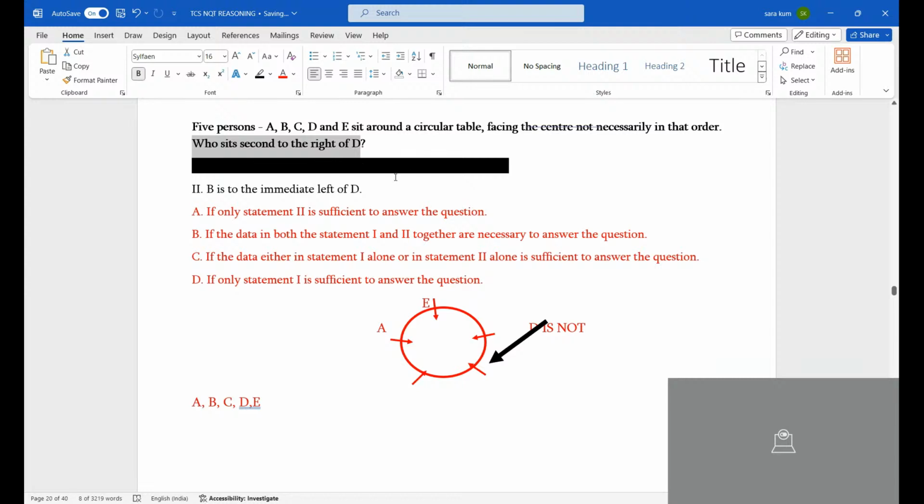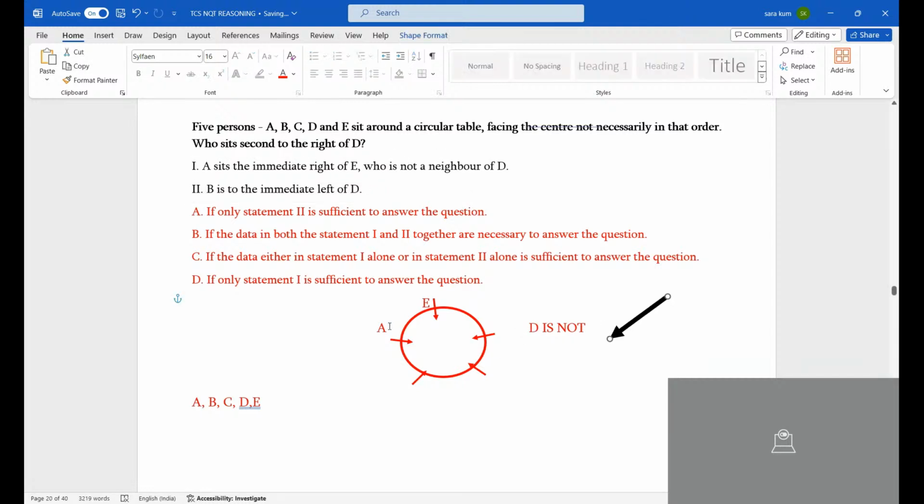So what you do is add the data in both statements together. So you would see in that situation, for the first statement, I can place A and E here. You cannot have D here. But they say B is to the immediate left of D. If B is to the immediate left of D, you can only place D here. Then only D can be placed here, right? Because if you place D here, how can you place B to the immediate left? It is not possible. So place D here and then place B here. The only alphabet left is C. Place it here. So now it is fixed.